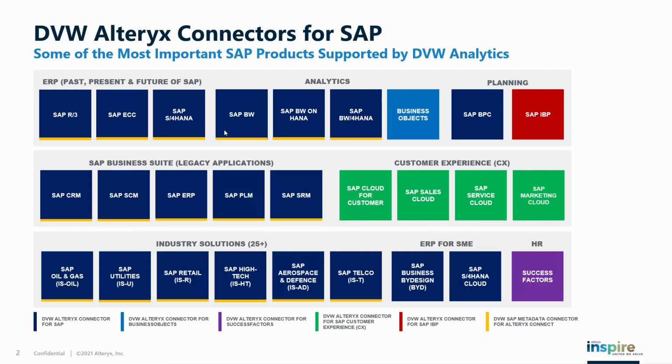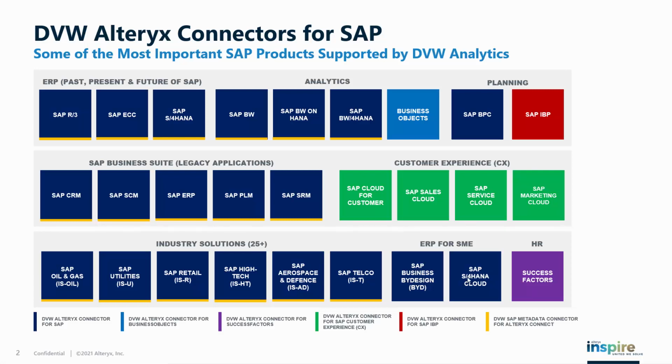In the analytics space, we'll be looking at BW and the other iterations of BW, BW on HANA and BW for HANA. We also support Business Objects. In the planning arena, SAP BPC and SAP IBP, Integrated Business Planning. For customer experience, we work with the cloud-based solutions that SAP provide. These are variously SAP Cloud for Customer, the latest iterations referred to as SAP Sales Cloud, SAP Service Cloud, and also SAP Marketing Cloud.